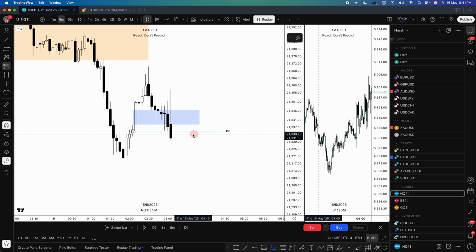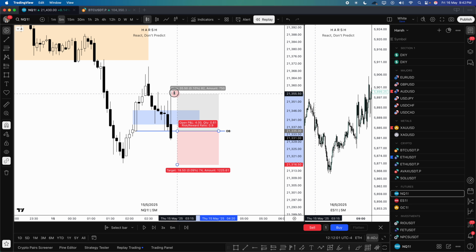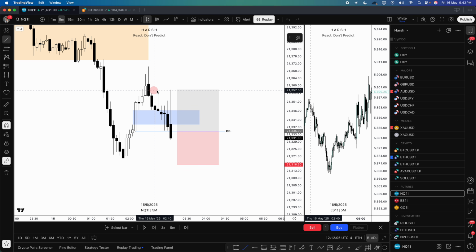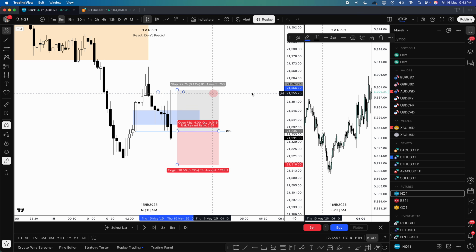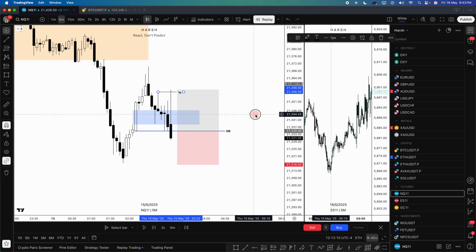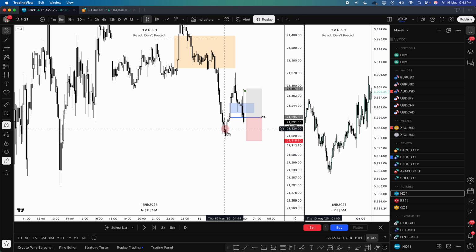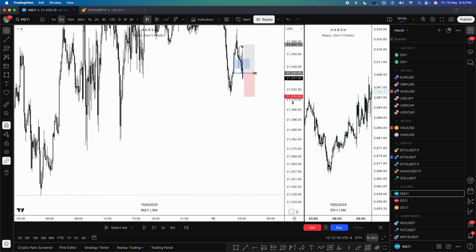Now what I will do is I will simply take a limit short here. I'll put stop loss above this high, just because this is a high which has been swept, so it is a protected high for me. So that is the reason why I'm going to have this as my stop loss. Now next thing is looking at the target.